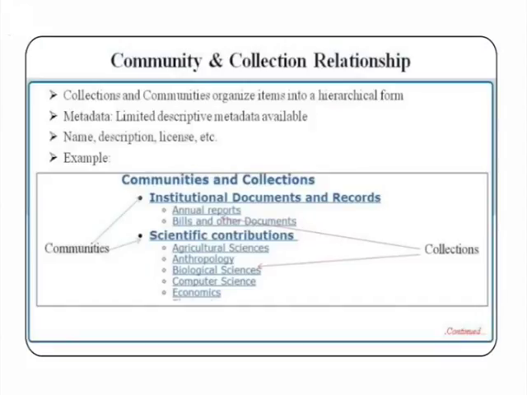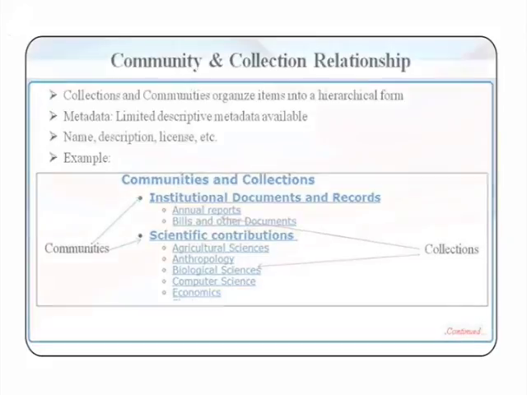form. It also contains a limited set of descriptive metadata like name, description, license and availability for the particular community and collection, etc. As shown in the example, the Digital Library Implementer can create communities based on logical grouping of digital items and then further subdivide them into collections.